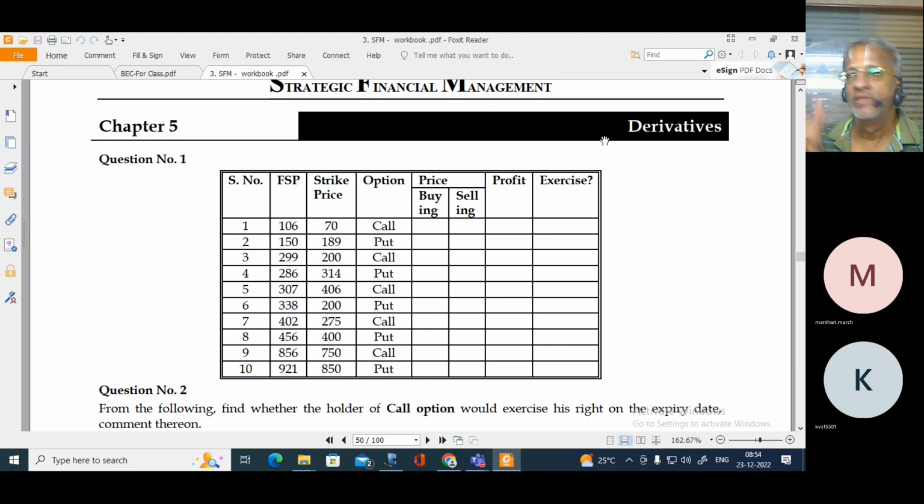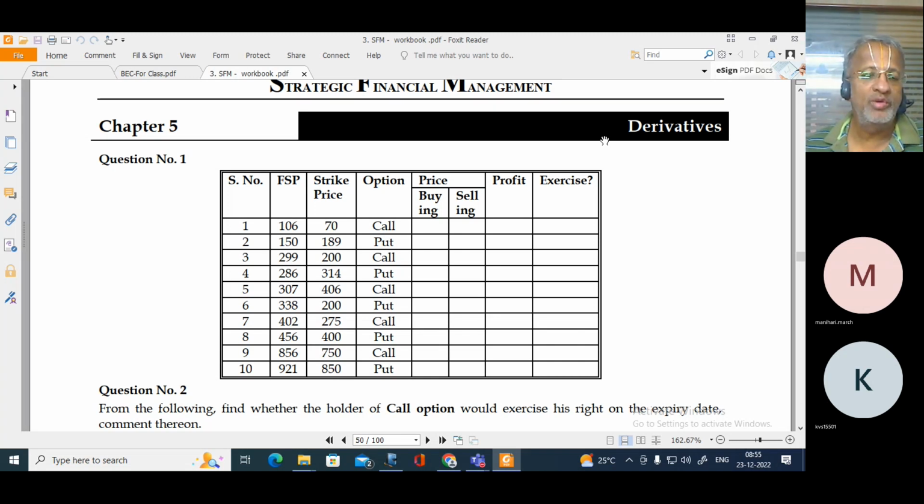Let me repeat. When there is a scenario of making profit, you exercise. When you do not have a scenario of making profit, even when it is no profit, no loss, do not exercise. You don't have to ask the question, do not exercise. Only for profit you exercise. And in the case of a call option, the exercise price is the buying price. In the case of a put option, the exercise price is the selling price.